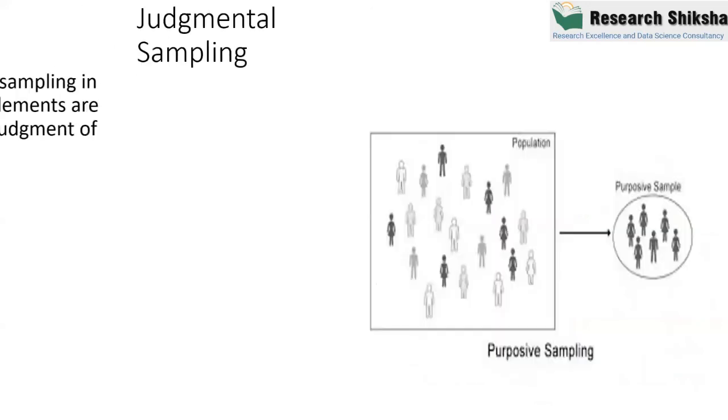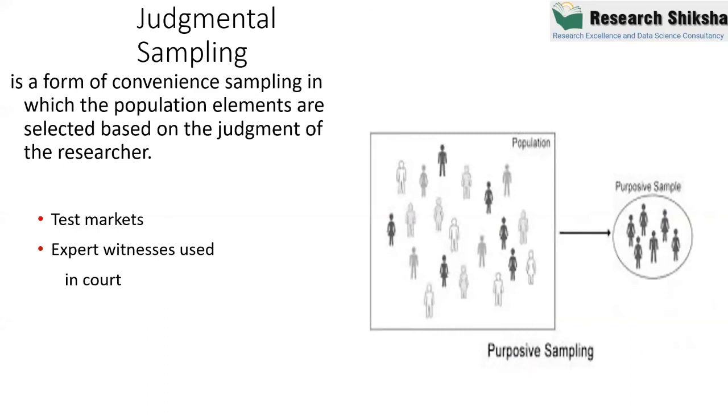Now, the next sampling is known as judgmental sampling. According to Indian authors, this sampling is purposive sampling, and according to the standardized books of research methodology, they call it judgmental sampling. So there is no difference between purposive sampling and judgmental sampling. So what happens in judgmental sampling? You decide some criteria.